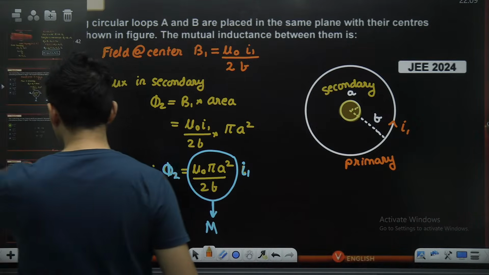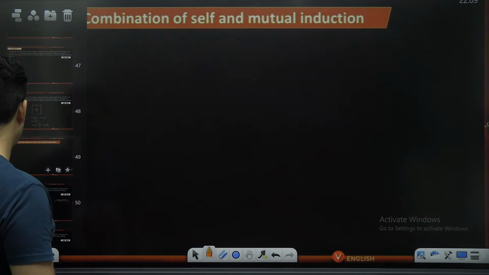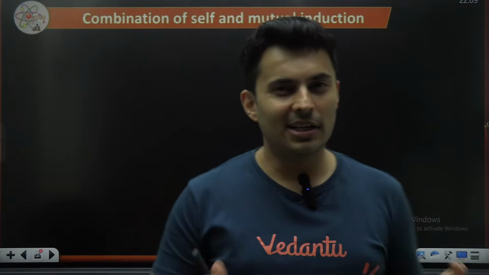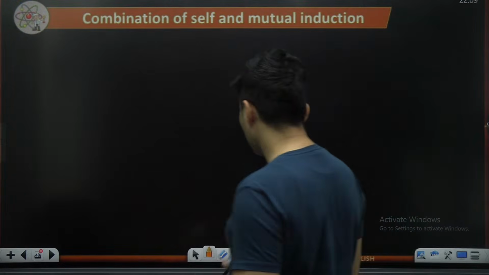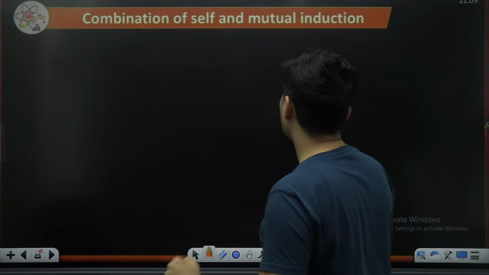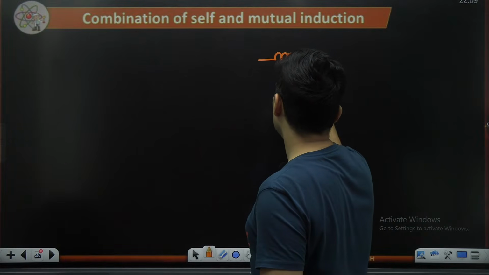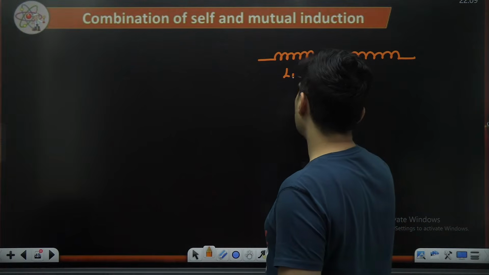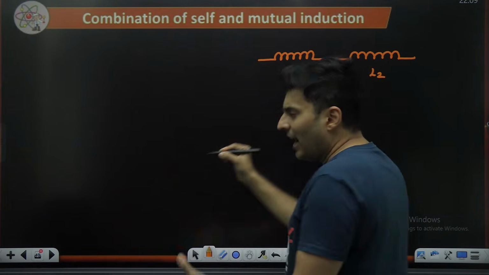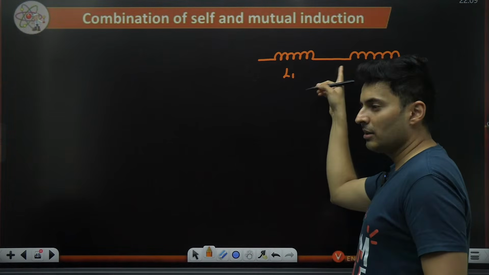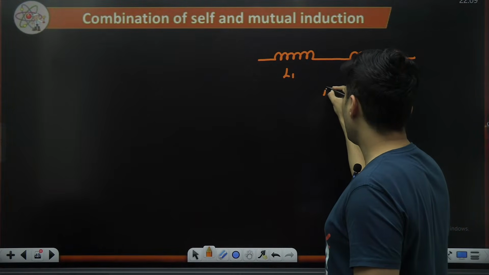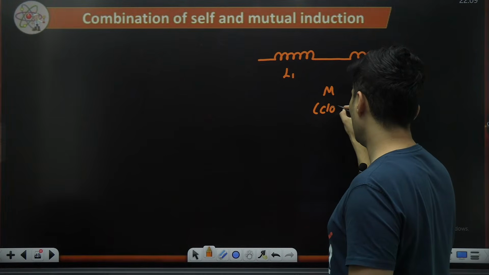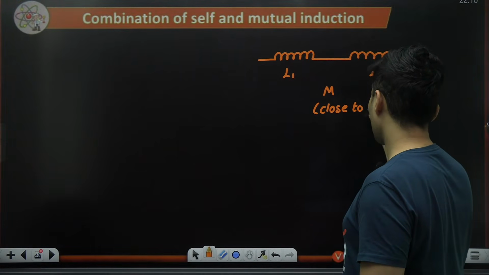Perfect. Now, there is one last concept which I want to touch upon. When you combine self-inductance with mutual inductance, what to do? Some questions might come like that. Say, for example, I have two solenoids or two coils placed near each other. If they are far, then they will not affect each other. But if they are close by, then there will be also mutual inductance. This M is when they are close to each other.